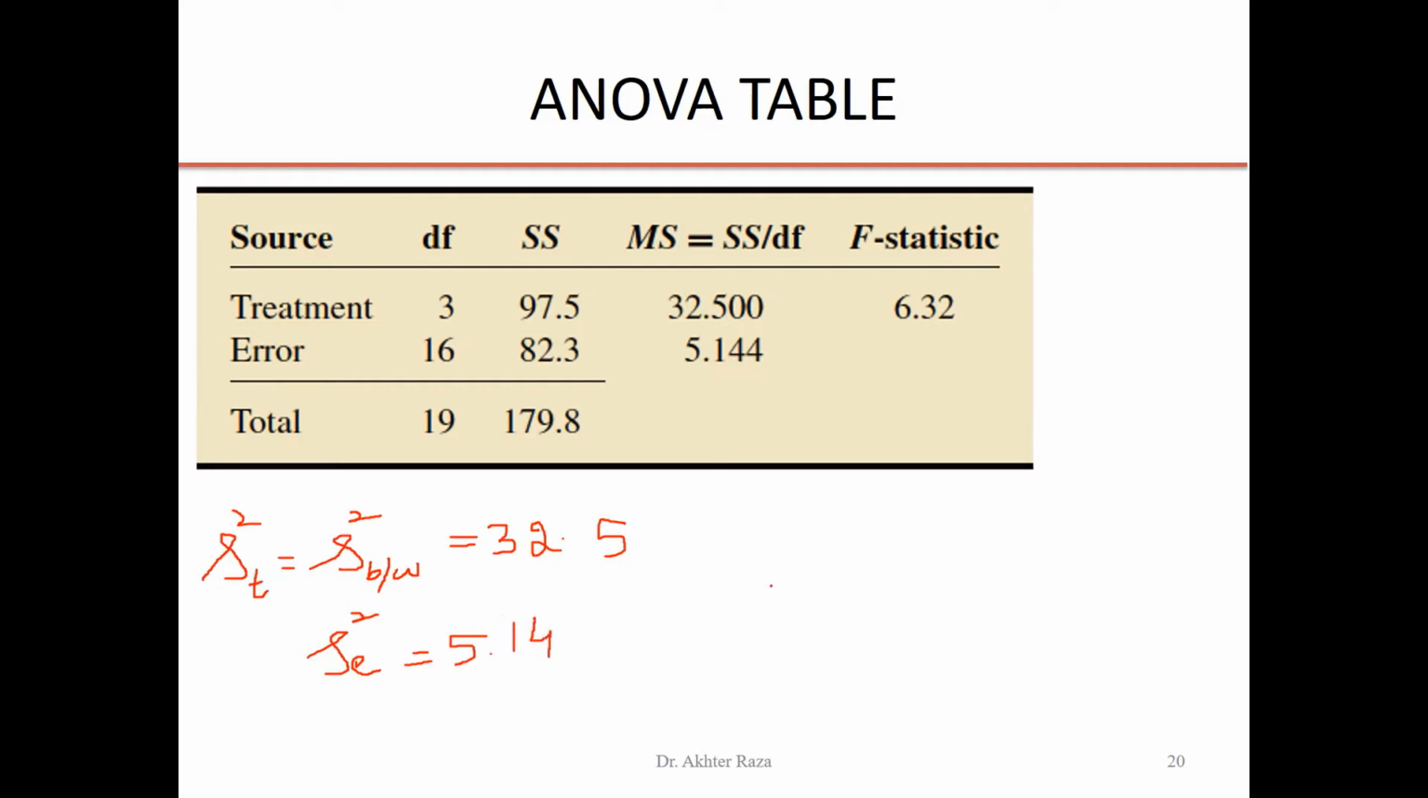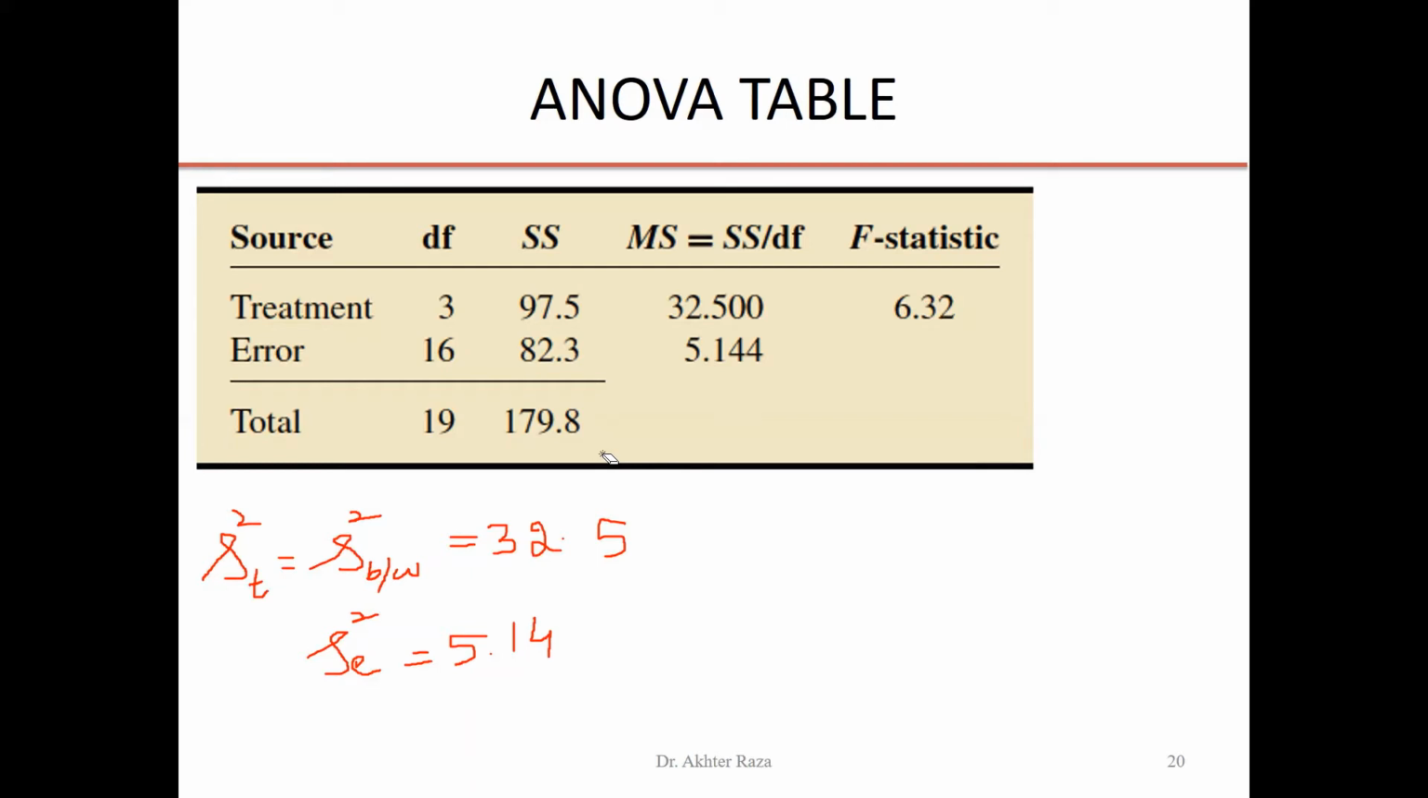And 5.14 is the value of S squared E. The formula of F statistic is S squared T, for the treatment, divided by S squared E, for the error. If we divide these two variances, then the F statistic will be obtained. That is, the F statistic is 6.32. We have to compare this F statistic with the critical point, which can be obtained by 2 degrees of freedom.